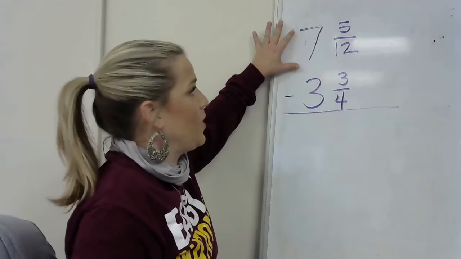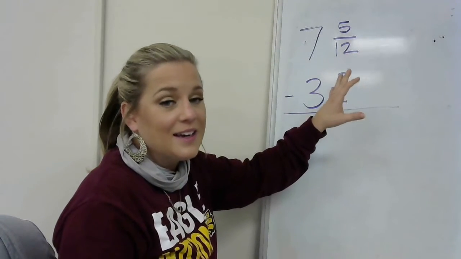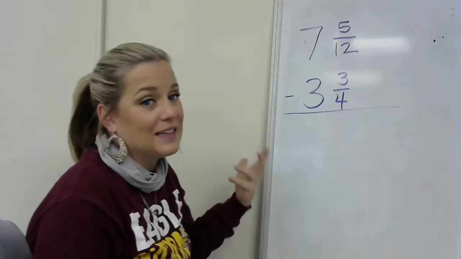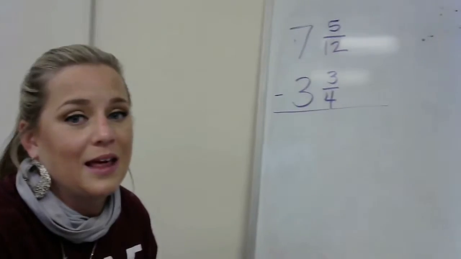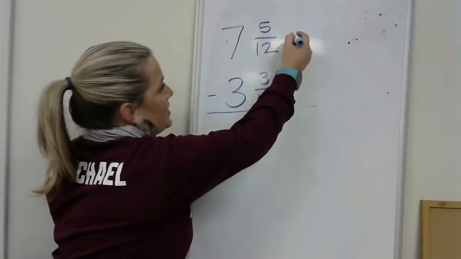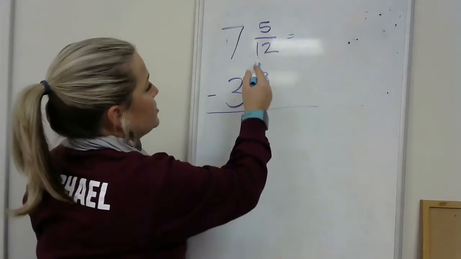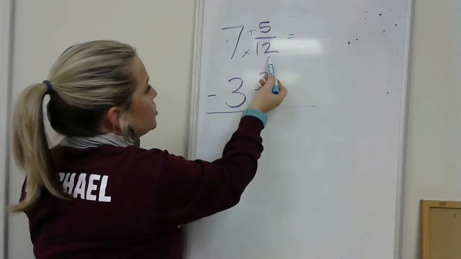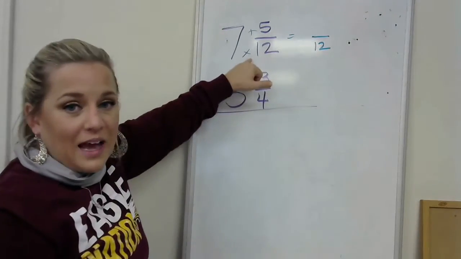I think the easiest way first is to turn each of these into an improper fraction and then subtract, okay? That's my opinion of easier. Does not mean that it is going to be easier, but for me it is. So I'm going to Texas two-step this, okay? We just did it in the last video. Okay, so I'm going to do 12 times 7. My denominator is 12. 12 times 7 is 84.